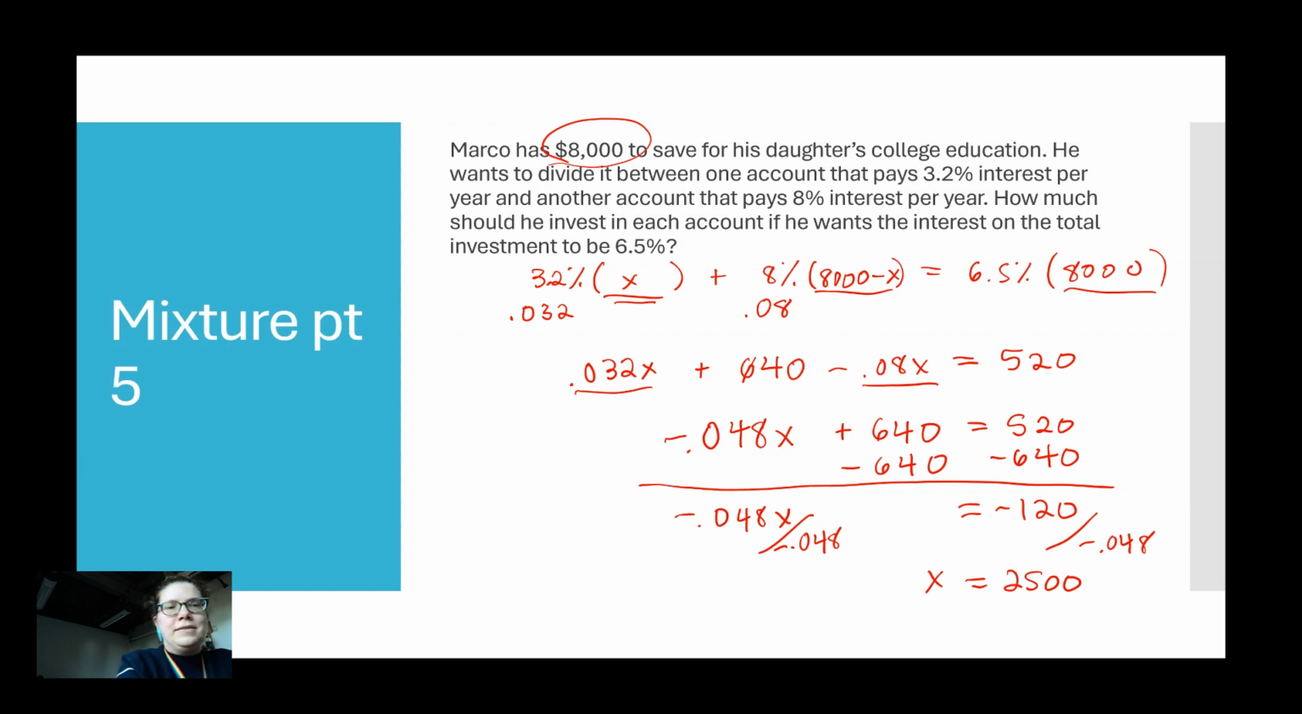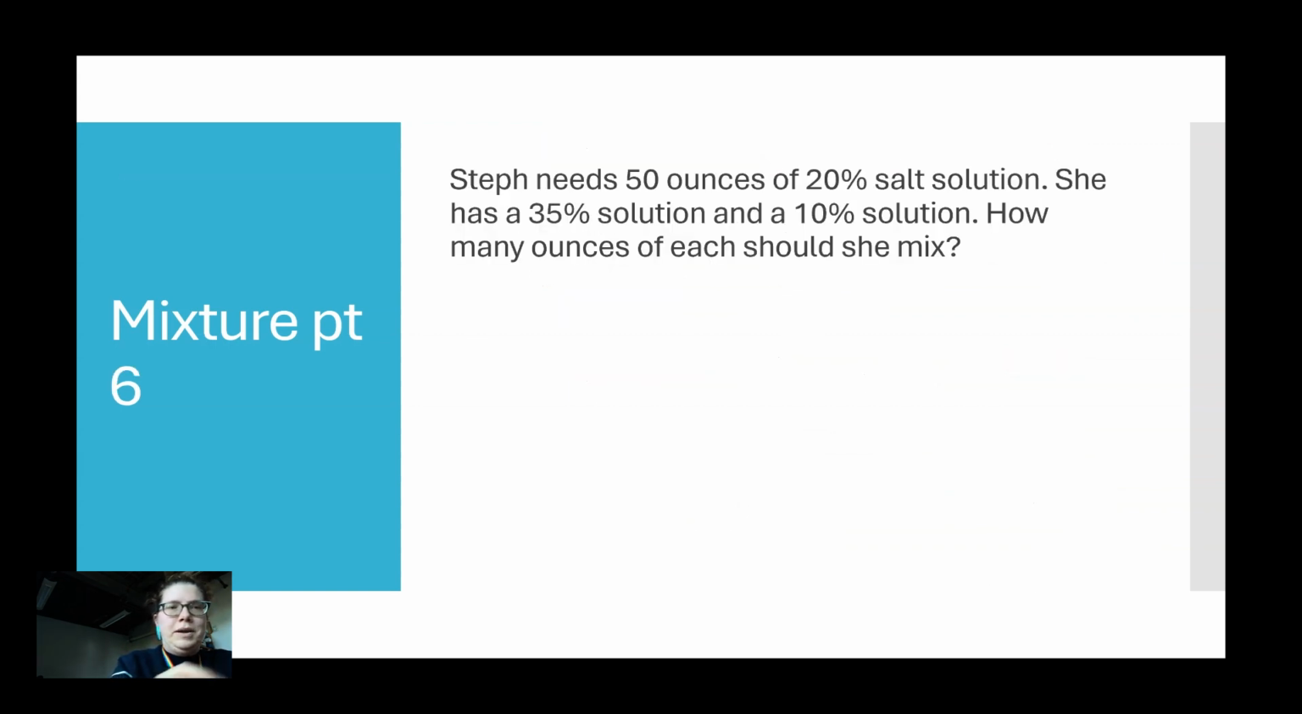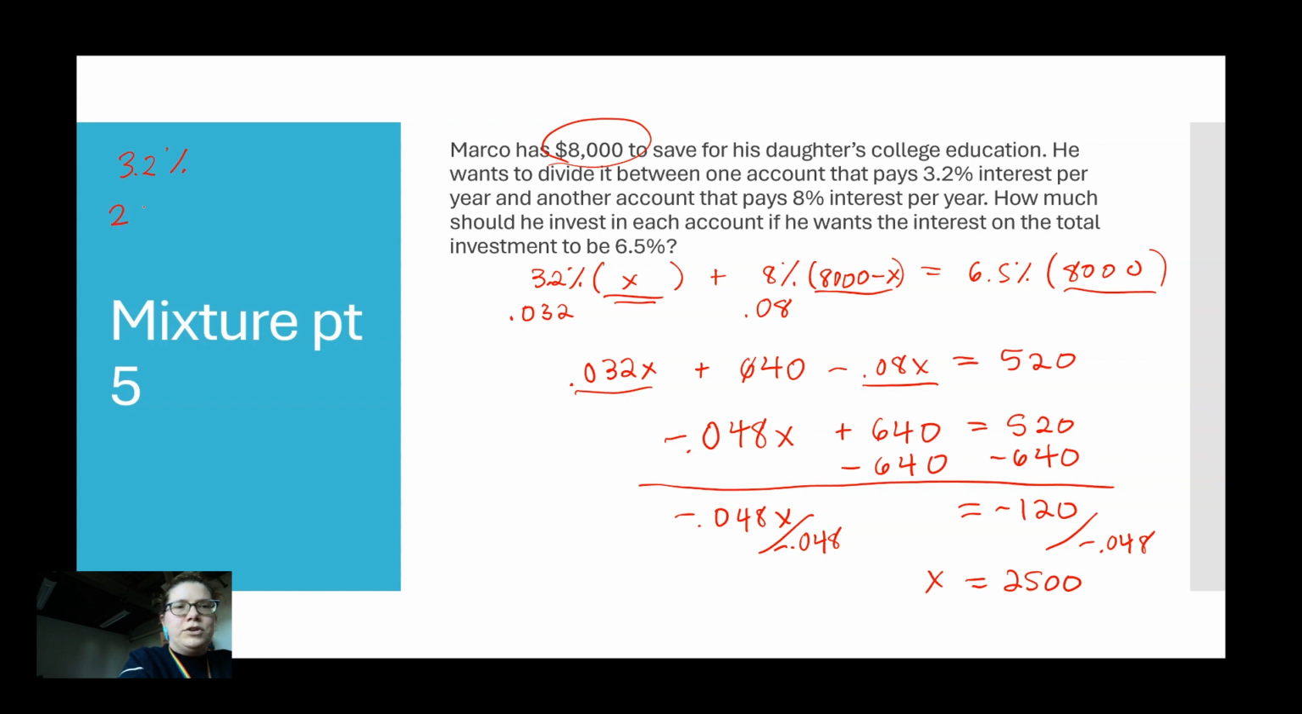That's where we had X. The 3.2% account is going to get $2,500. And the 8% account is going to get whatever's left, right? So that's $5,500.